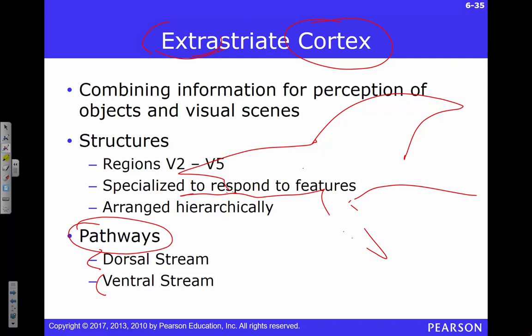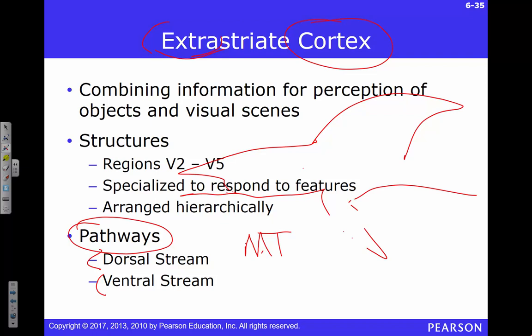One of the really cool vision areas that we're going to talk about, sort of in that dorsal pathway, is called MT. Just as a preview, MT is responsible for motion vision, right? So things that are moving in your visual field.